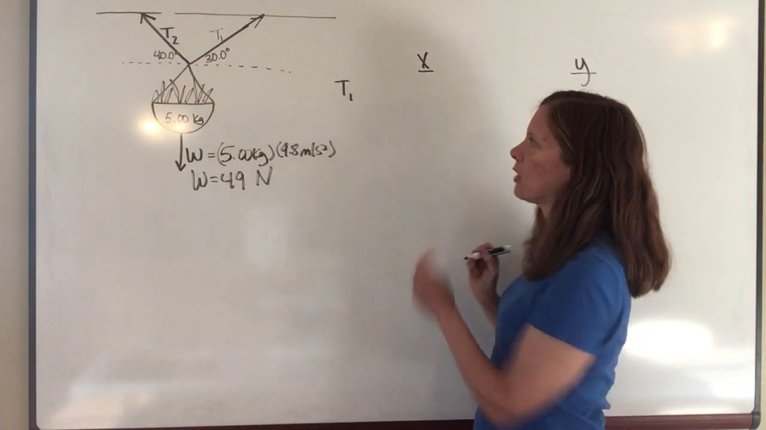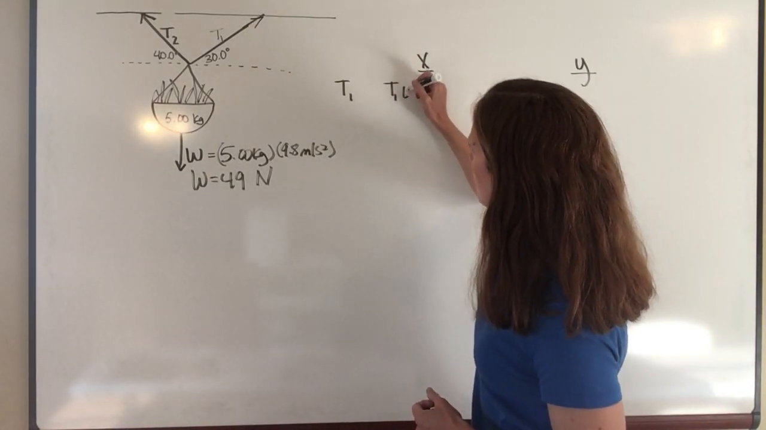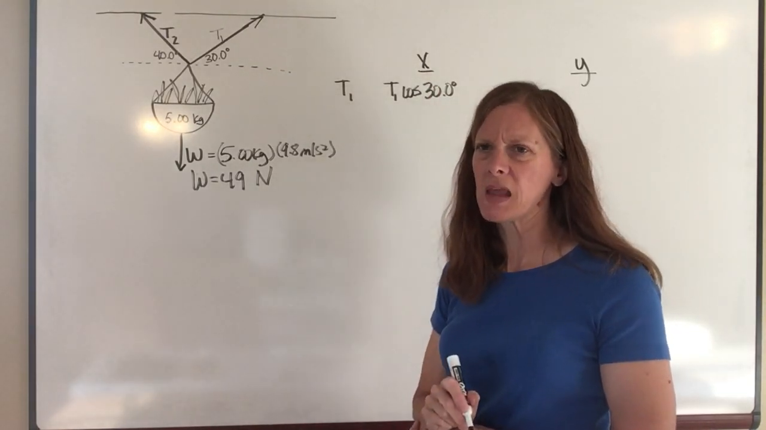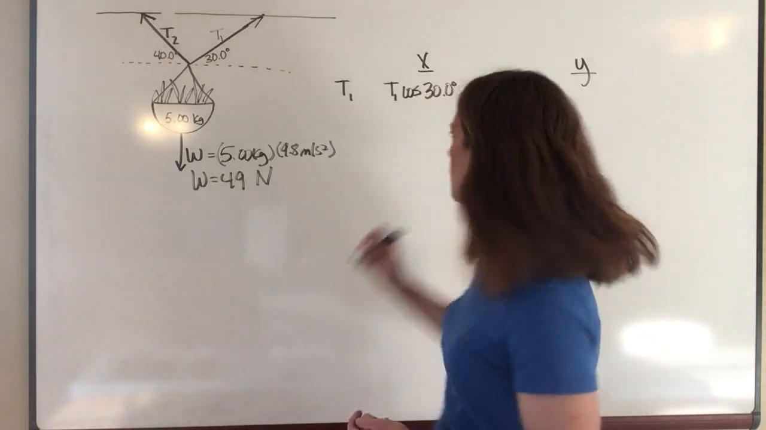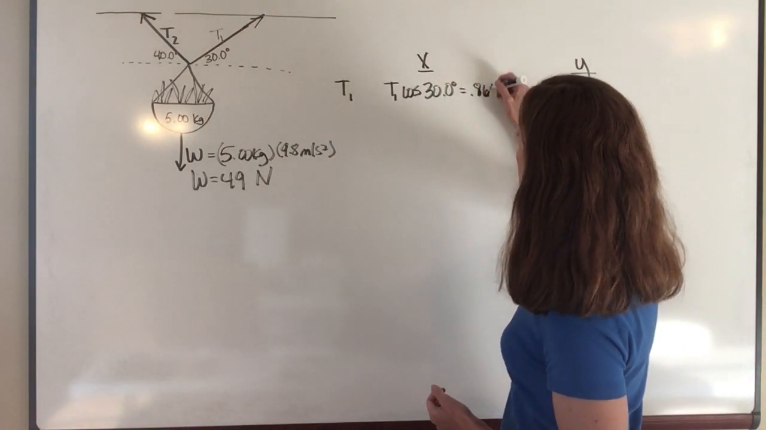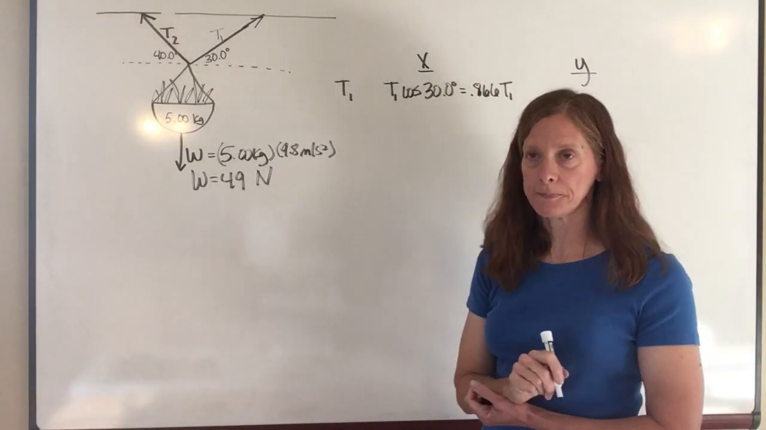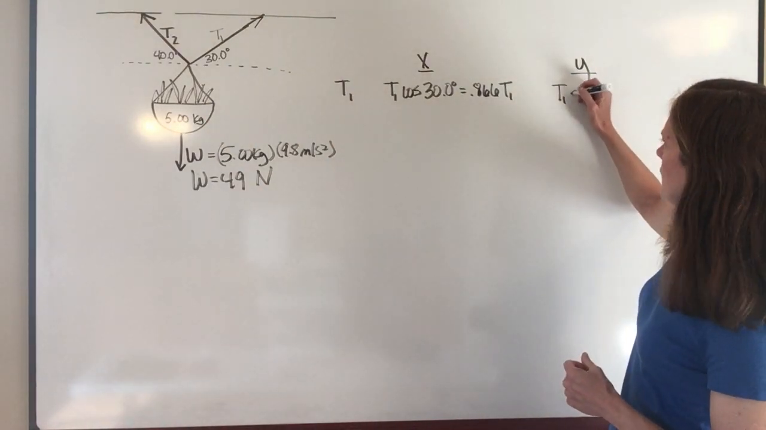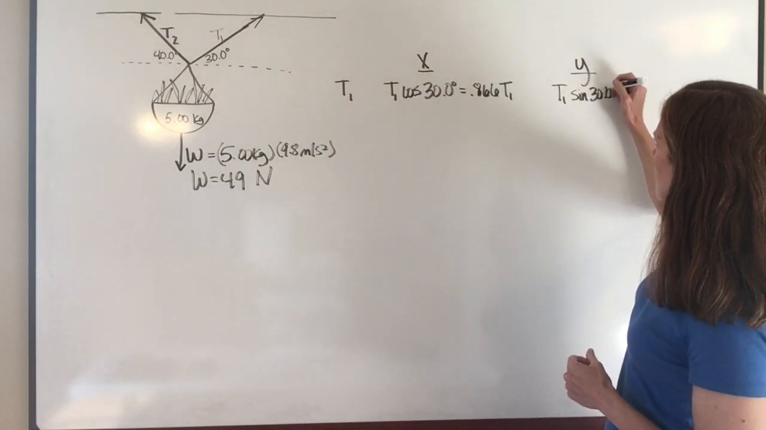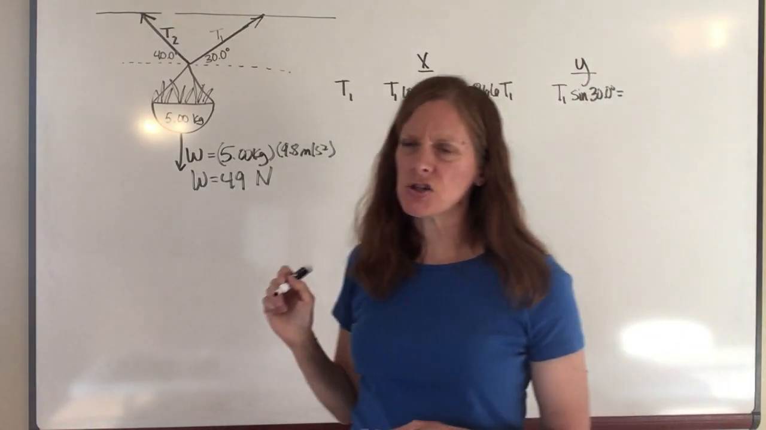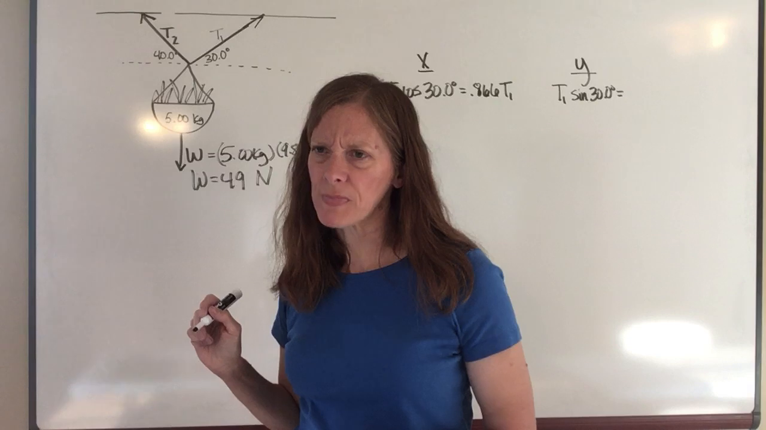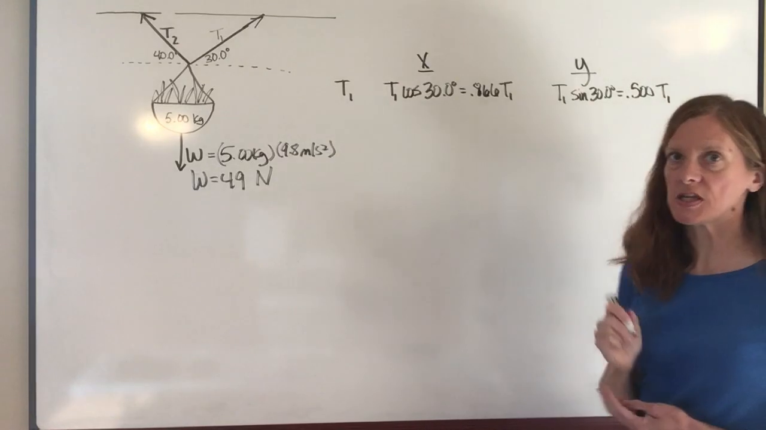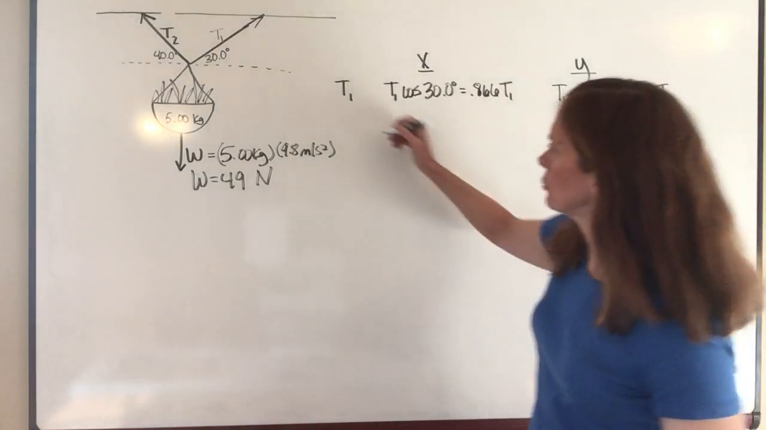So the x component of that is going to be T1 times the cosine of 30 degrees, okay? And so if I go ahead and solve that out, that's going to give me 0.866 times T1, okay? Similarly, the y component is going to be T1 times the sine of 30 degrees. And so that is going to give me 0.500 times T1, okay? So now I'm going to look at T2.